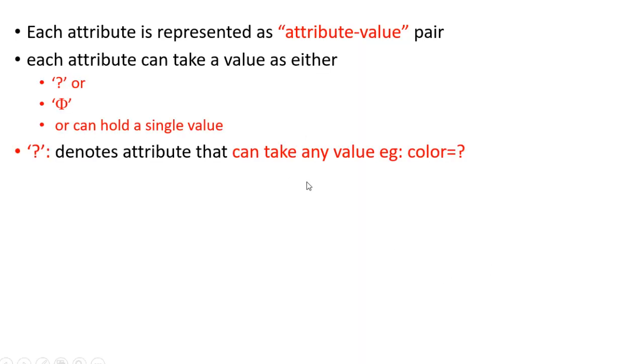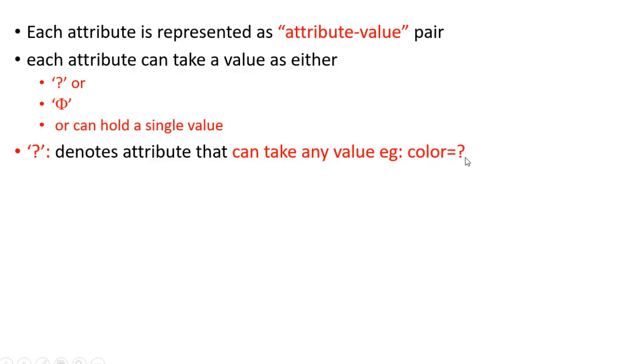If you come back to this slide, write each attribute as an attribute and a value. So the attribute is horn, the value is yes. If the attribute is color, the value is black, brown. So each attribute will have an attribute and value pair. Now what are the values that it can take? Either it can hold a single value, in the sense I will say the color, where I will say black, brown, orange. That would be the single value. Or the attribute can have a question mark, or it can have a null value. If the attribute has a question mark, that means it can take any value. So if I write question mark in the attribute, it means it can take any value.